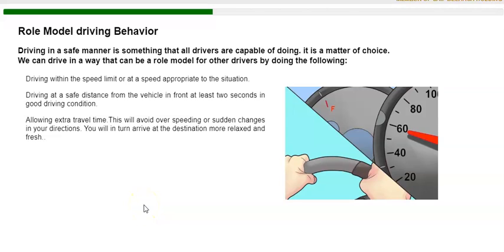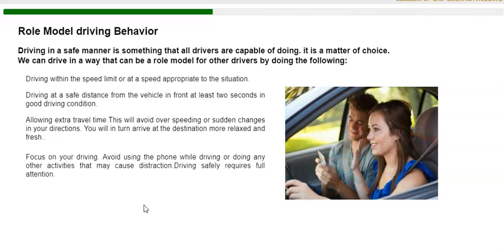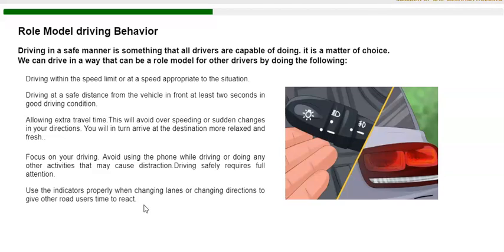So now let's talk about the role model driving behaviors, or the good driving behaviors. First thing is drive within the speed limit of the road. Drive at a safe distance from the vehicle in front. At least you need to keep a 2-second gap between you and the vehicle next to you. Allow extra travel time. Plan your travels in advance. Focus on your driving. Avoid using the phone while driving or any other activity. Use the indicator properly when changing lane or changing direction. It allows you to communicate with the other drivers on the road.